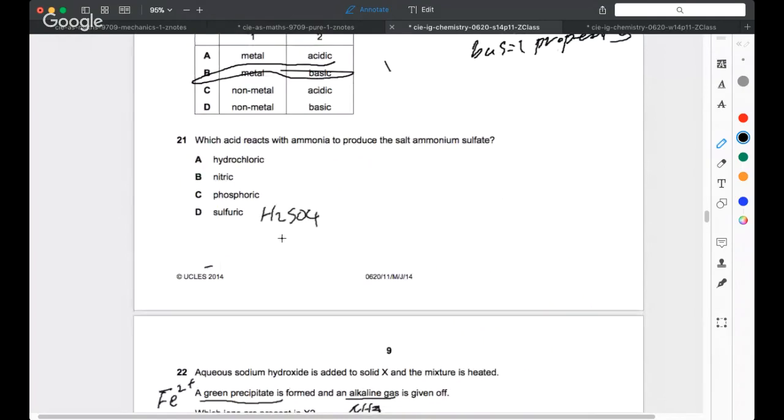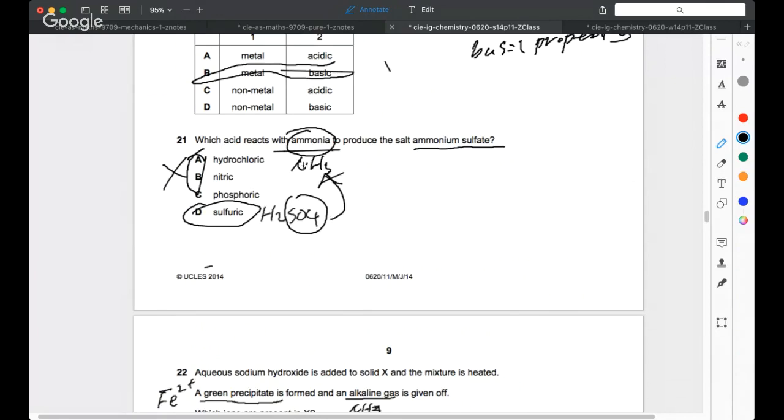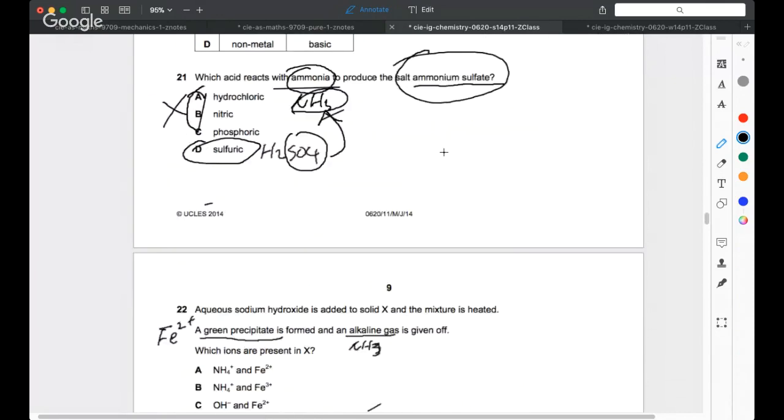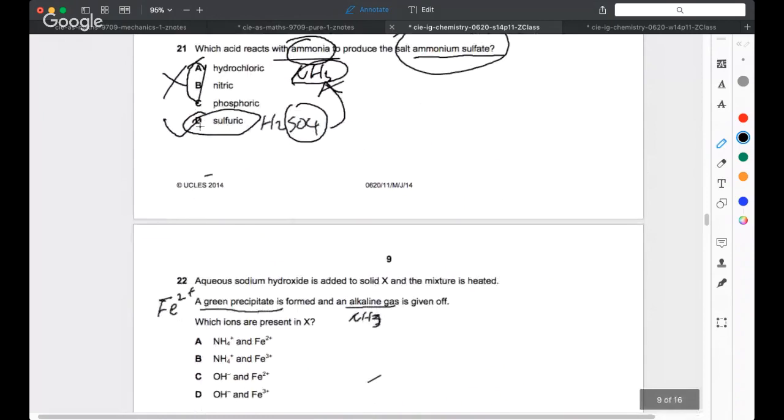Number 21. So we need the acid to react with ammonia to give you ammonium sulfate. So A, B, and C, they do not contain sulfate ions. So they can't be correct because you can't create a sulfate ion from nowhere. So D is the right answer, because in sulfuric acid you have sulfate ions, which can combine with your ammonium to give you ammonium sulfate salt. So D is the right answer.